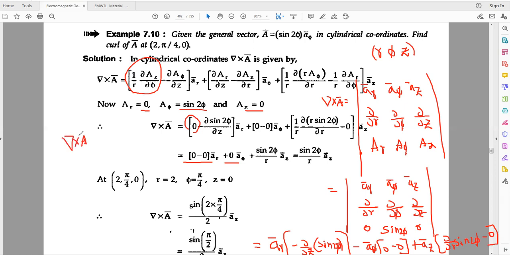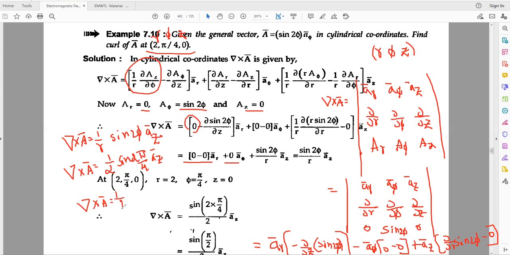So del cross A bar is equal to 1 by R into the coefficient sine 2 phi, along AZ. The given point is R equal to 2, phi equal to pi by 4, and Z equal to 0. So del cross A bar is 1 by 2 into sine of 2 into pi by 4, which is sine 90, equal to 1, into AZ bar. So del cross A bar is equal to 1 by 2 AZ bar.